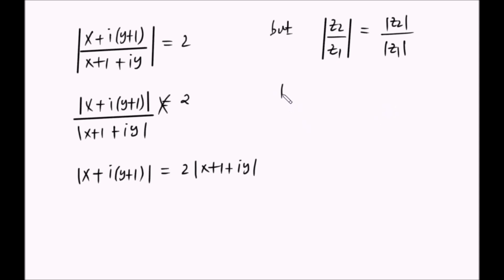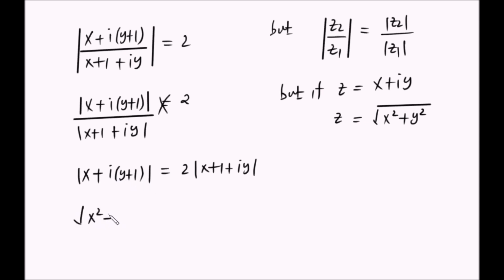Now we know that if z is x plus iy, the modulus is given by the square root of the real part squared plus the imaginary part squared. So the modulus of x plus i(y plus 1) is the square root of x squared plus y plus 1 squared. You see, y plus 1 is the imaginary part. So it is equal to 2 times the modulus of this, which is going to have the square root of x plus 1 squared plus y squared. I have to put a bracket there.